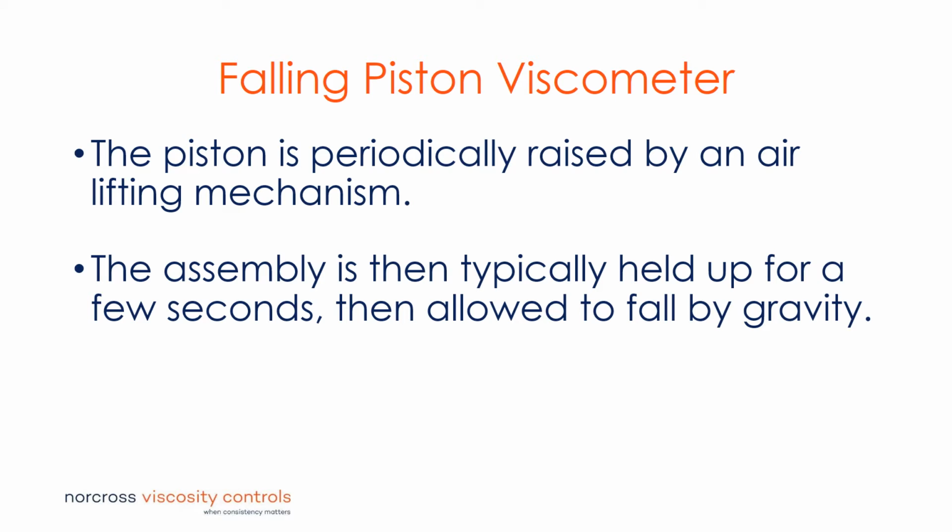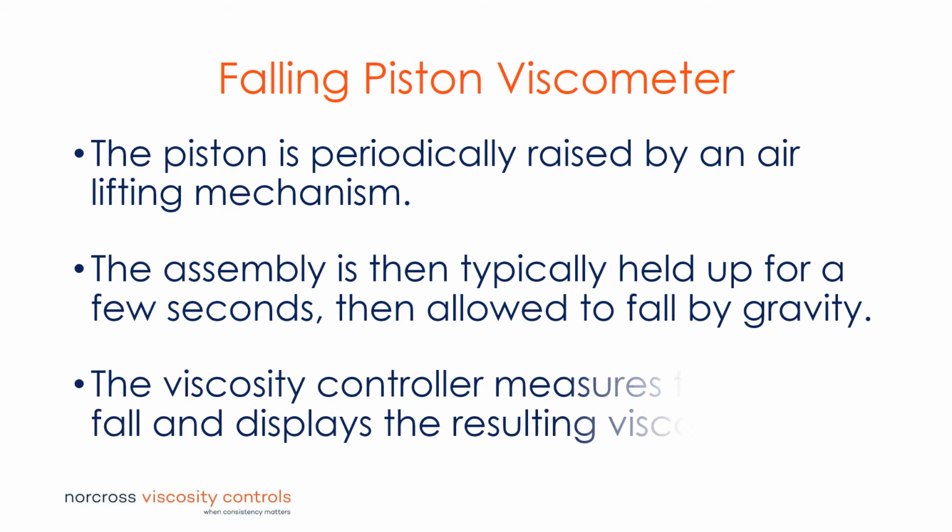With the clearance between the piston and inside of the cylinder forming the measuring orifice, the viscosity controller measures the time of fall in seconds and then converts it to a common viscosity value and displays the result. This can be converted to any common value like centipoise, centistokes, Zahn cup seconds, Din cup seconds, etc.